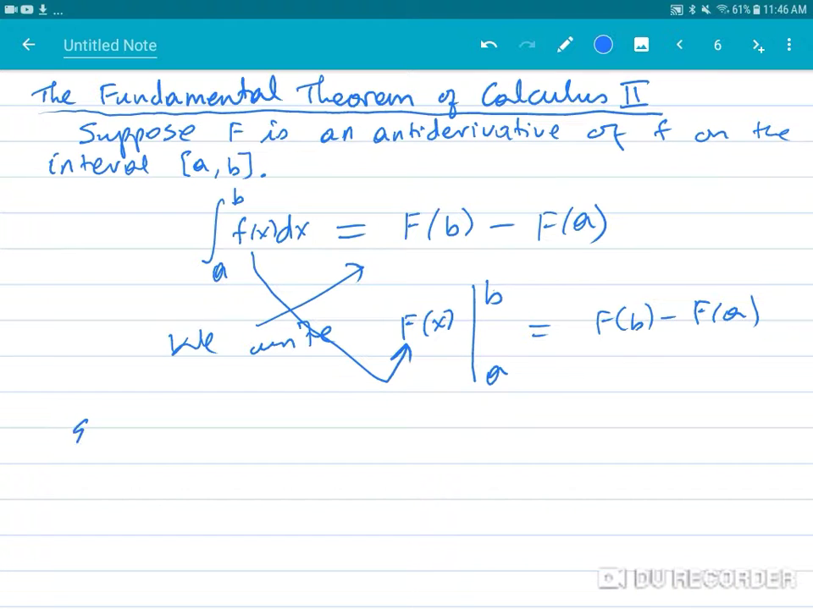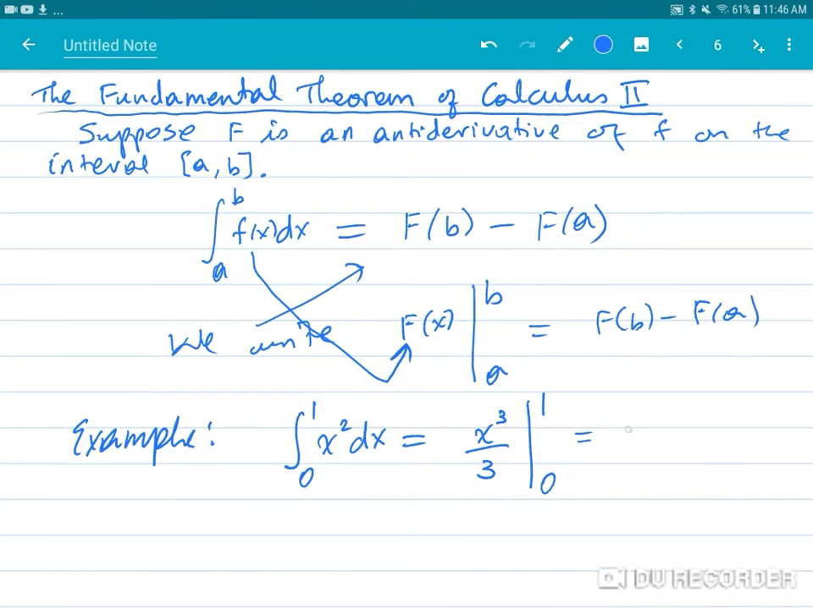Okay, so if I'm going to look for an antiderivative of x squared, that will give me x cubed over 3. And now I will evaluate that from 0 to 1. So that will give me 1 cubed over 3 minus 0 cubed over 3. So 0 cubed over 3 is 0, and 1 cubed over 3 is 1/3. So that's 1/3.